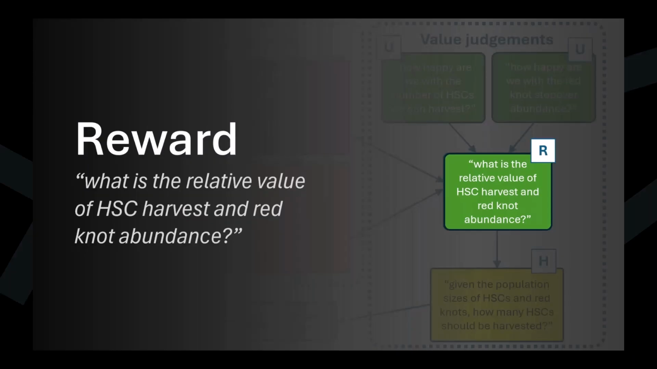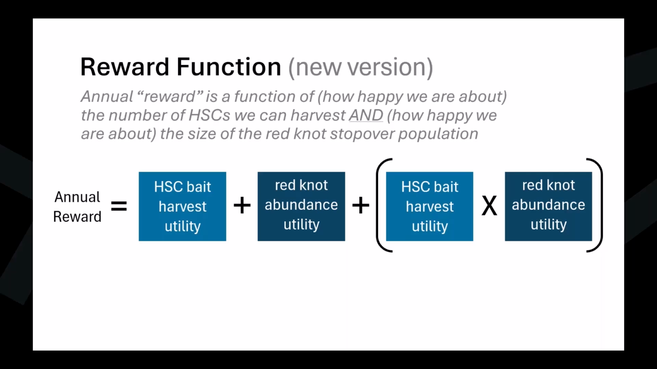So to mirror the sequence that Connor went through, we'll first talk about the reward function in the revised ARM. And with this, we're asking ourselves, what is the relative value of horseshoe crab harvest and red knot abundance in the system? So this has a different form than in the original ARM version. You'll notice here on the right side of the reward function, only utility values are featured. There aren't any of those weight values. The harvest numbers are not directly represented here. It's just the utilities.